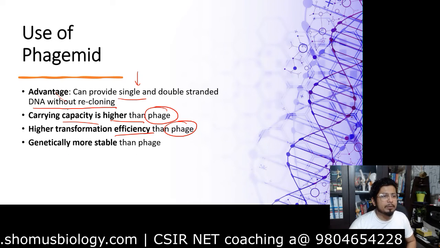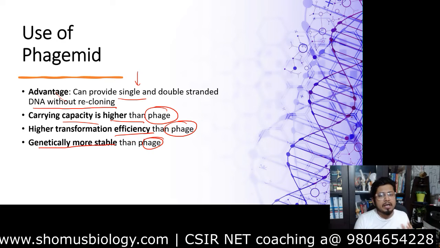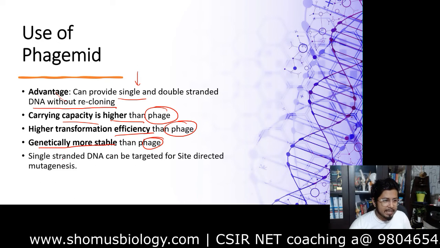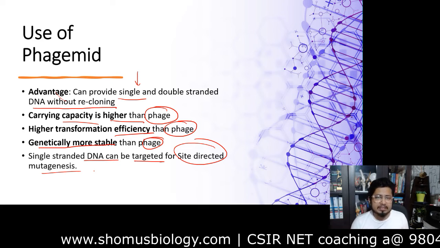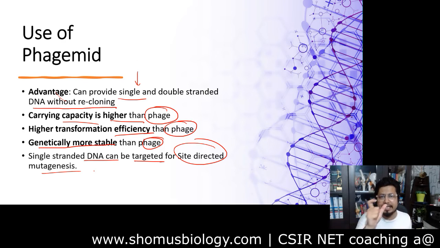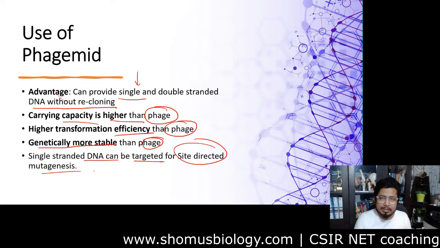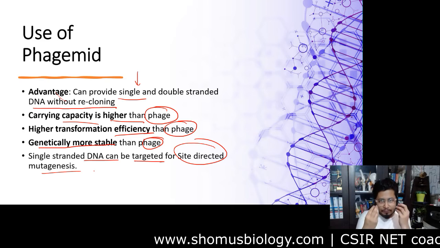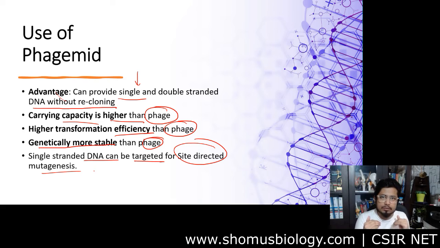And this particular Phagemid is genetically more stable than phage, and it also has a higher transformation efficiency. And the single stranded DNA can be targeted for site directed mutagenesis utilizing this particular Phagemid vector. So if we can target a single stranded DNA for site directed mutagenesis, we can induce mutagenesis in an organism, and this induction of mutagenesis can help us to understand the features of different genes, the function of different genes. Okay, so that's another important feature that we can use the Phagemids for.